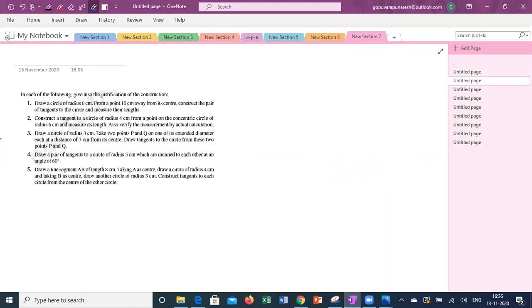For the fourth one you have to use a different method, using the protractor only. See the question: draw a pair of tangents to a circle of radius 5 centimeter which are inclined to each other at an angle of 60 degrees.